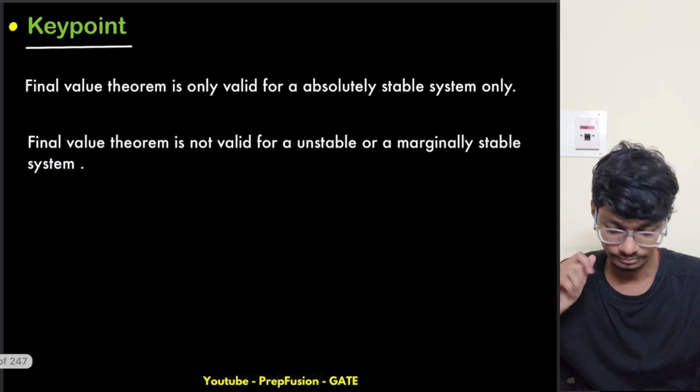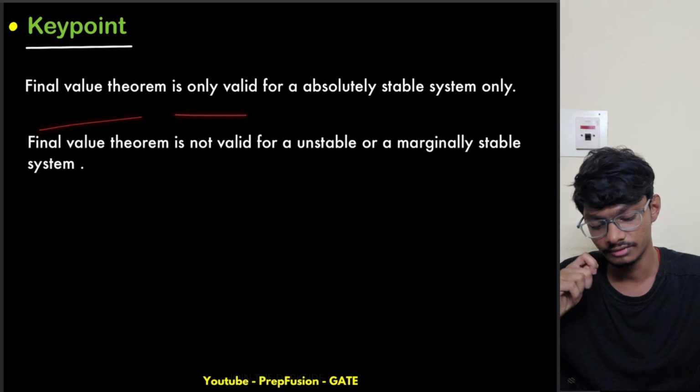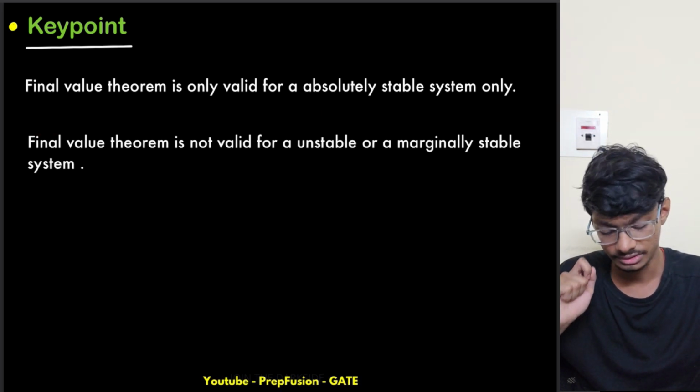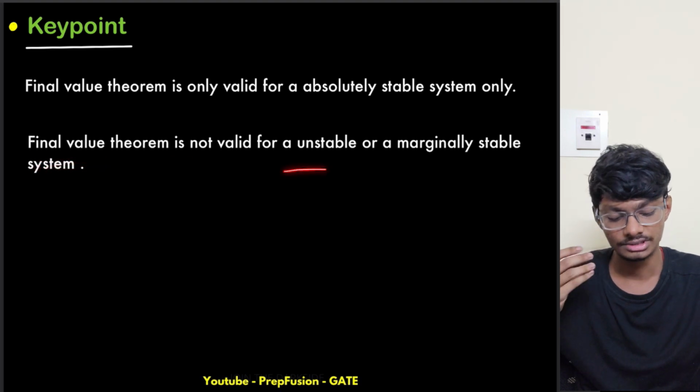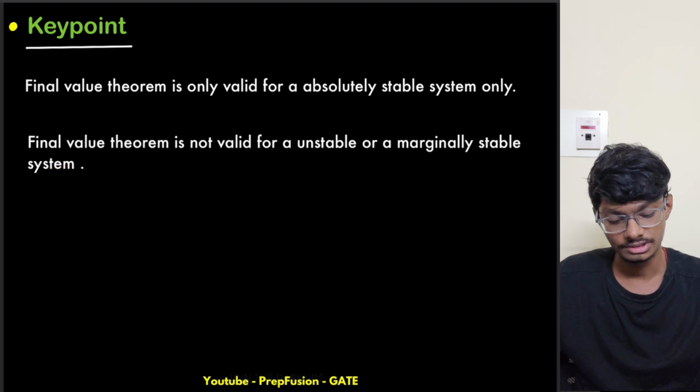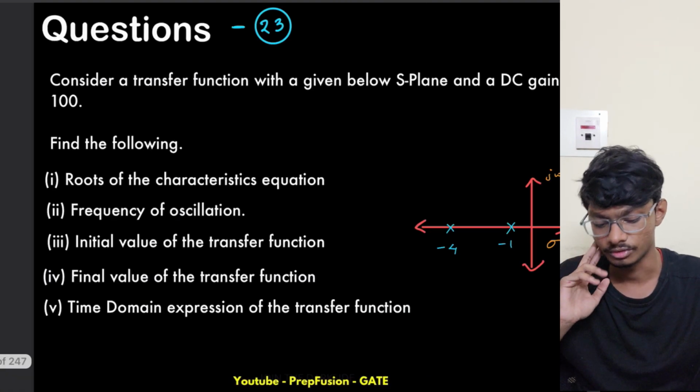The final value theorem is only valid for an absolutely stable system. It is not valid for an unstable or marginally stable system. This is a very important point to note.